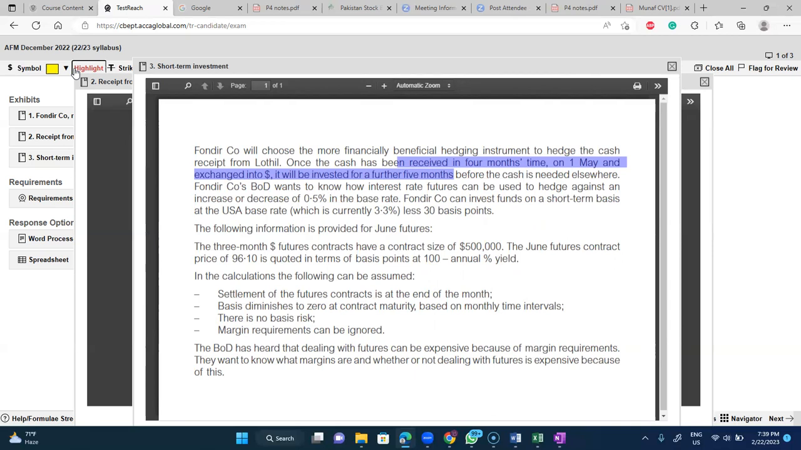In the calculation, the following can be assumed. Settlement of the future contract is at the end of the month. Basis diminishes to 0 at a constant maturity. Based on a monthly interval, there is no basis risk. Margin requirement can be ignored.